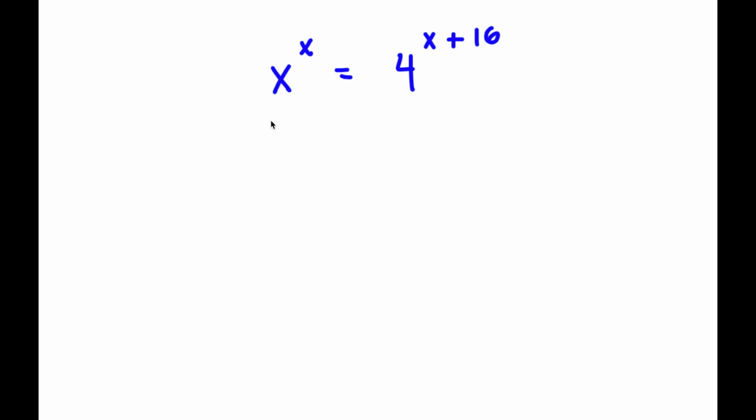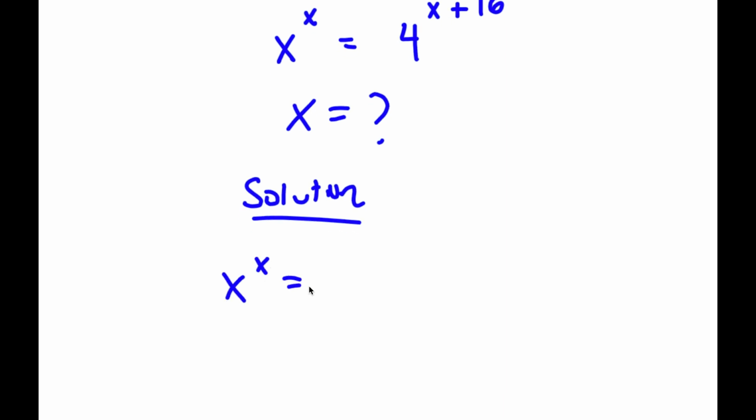Alright, so in this problem, I have x to the power of x is equal to 4 to the power of x plus 16. So to solve this, I want to first find the value of x. So to do that, for my solution, first start with x to the power of x is equal to 4 to the power of x plus 16.